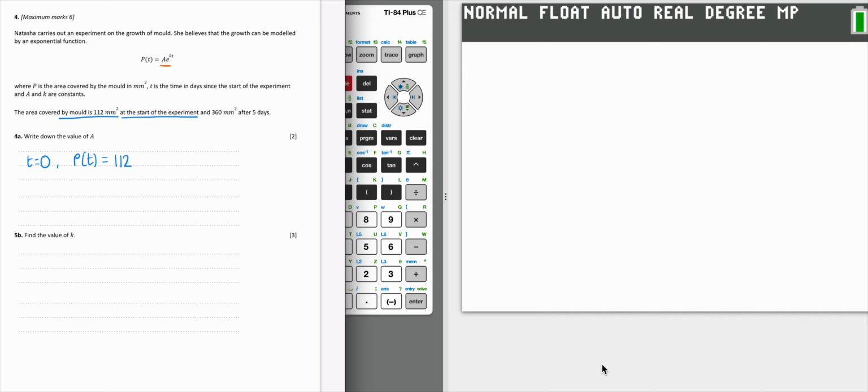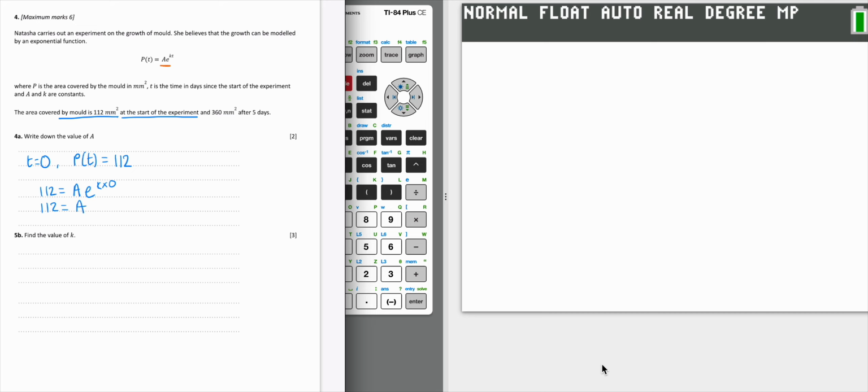That's the only way that we can get rid of the other unknown, the K value. So you know that the question is always asking about the initial when T is 0. So we're going to substitute that in. So 112 is equal to A, e^(K times 0). Now anything times 0 is 0, and anything to the power of 0 is 1. So essentially this whole thing becomes 1, and therefore we know that 112 is just equal to A.